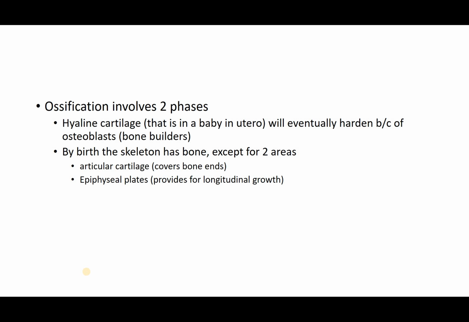The two ways: hyaline cartilage, we find that in utero and in newborns. That's where the bone itself is still cartilaginous, so it's hyaline cartilage. Eventually that hardens over time because of osteoblasts. Know that term. Osteoblasts are bone builders.